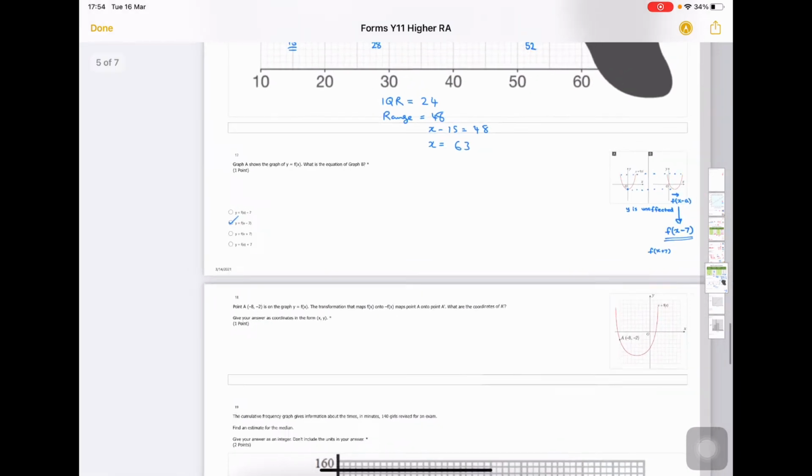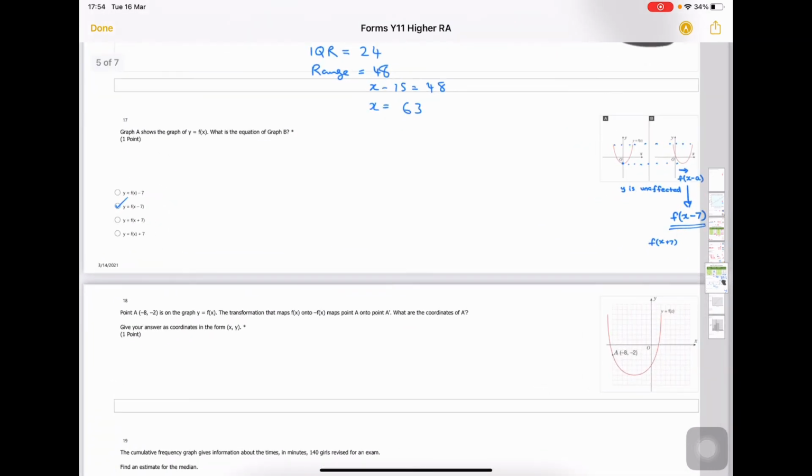Point A is on the graph y equals f of x. The transformation that maps f of x onto negative f of x maps point A onto point A dash. What are the coordinates of A dash?